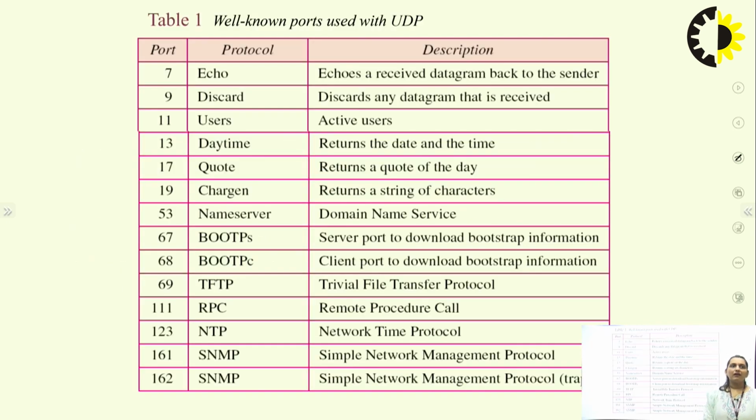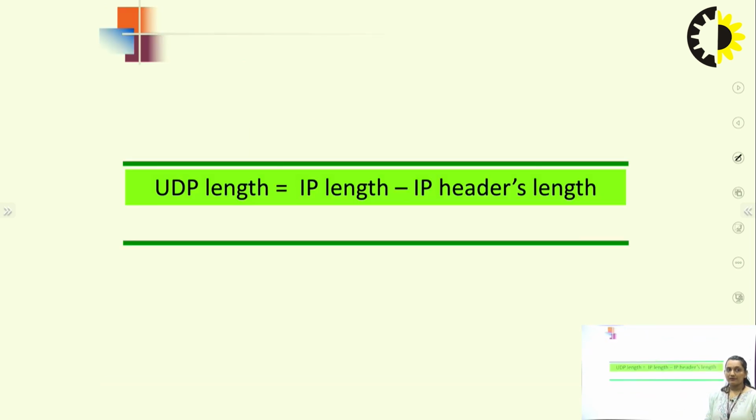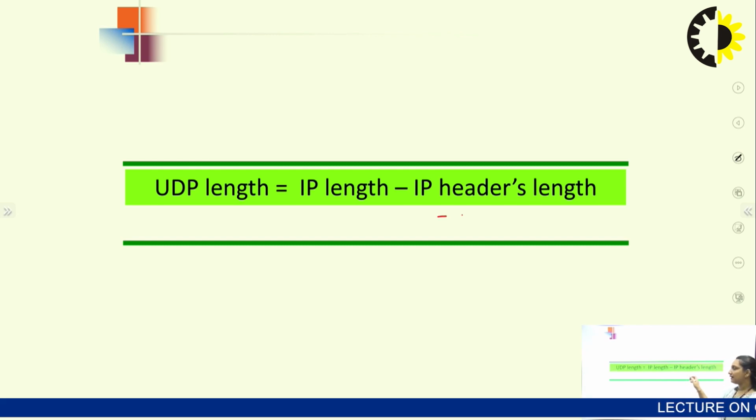All these are the well-known ports used in UDP, such as echo ports, TCP/IP ports. These are the inbuilt well-known ports; we have these UDP ports. This is the header: the 16-bit source port, the 16-bit destination port, the total length and the checksum. Checksum is inbuilt into it because we do not have any external error and flow control. All these fields are 16 bits. So UDP length equals IP length minus IP header length. That is the formula we use to calculate the UDP length.